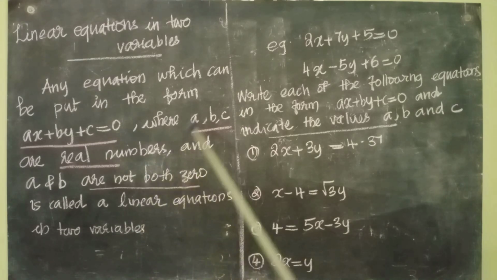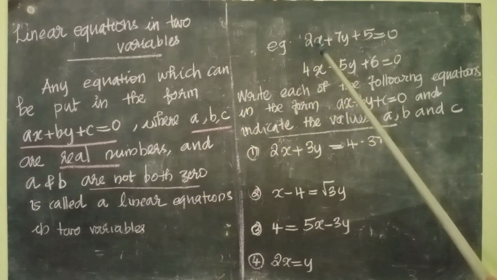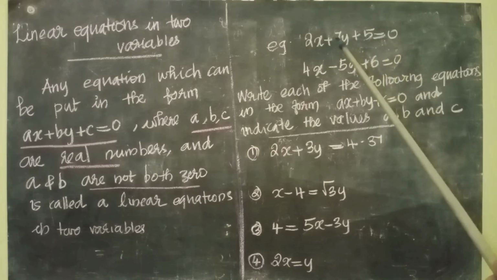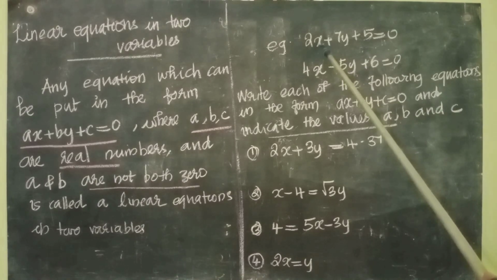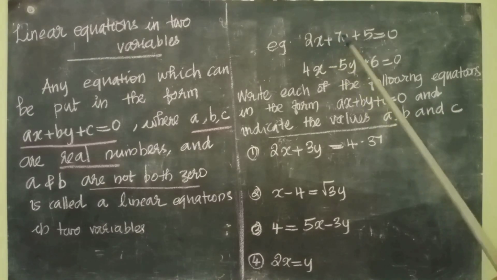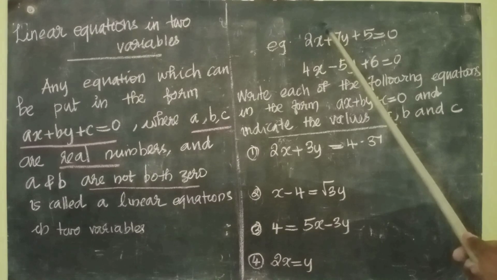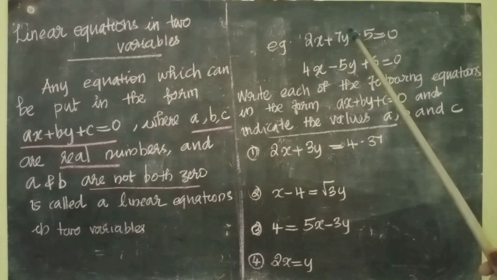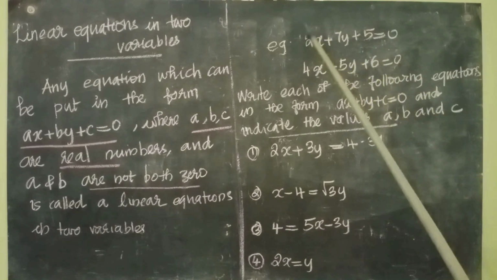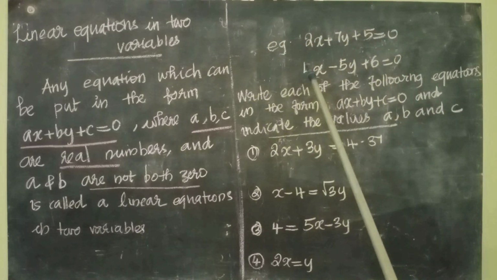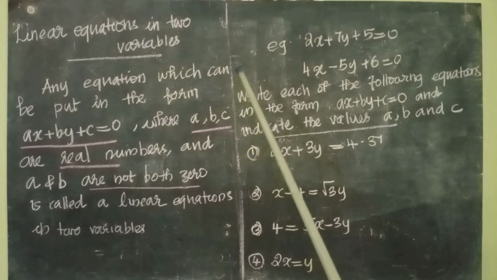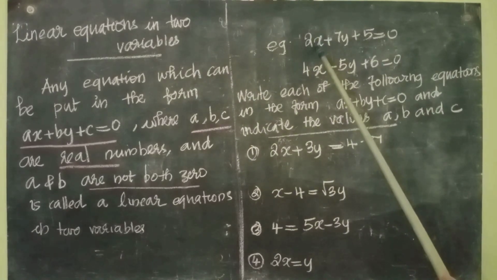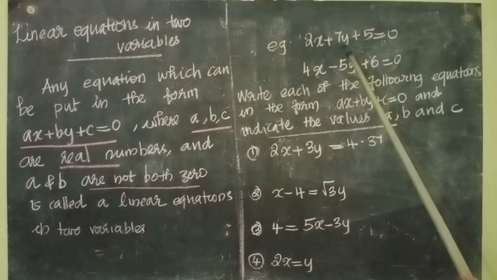I will explain it with the help of the example 2x plus 7y plus 5 equal to 0. So this is a linear equation in two variables. This is linear because the power of the variable x and the power of the variable y both are 1. So it is a linear equation. This is a linear equation in two variables because here we used two variables x and y.